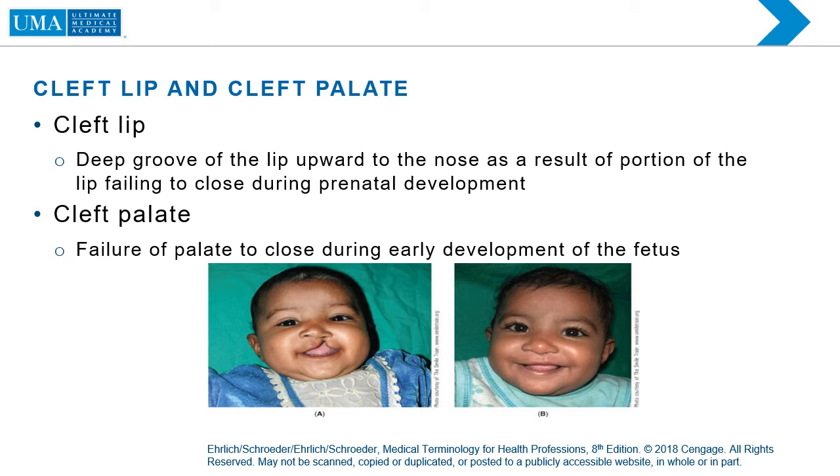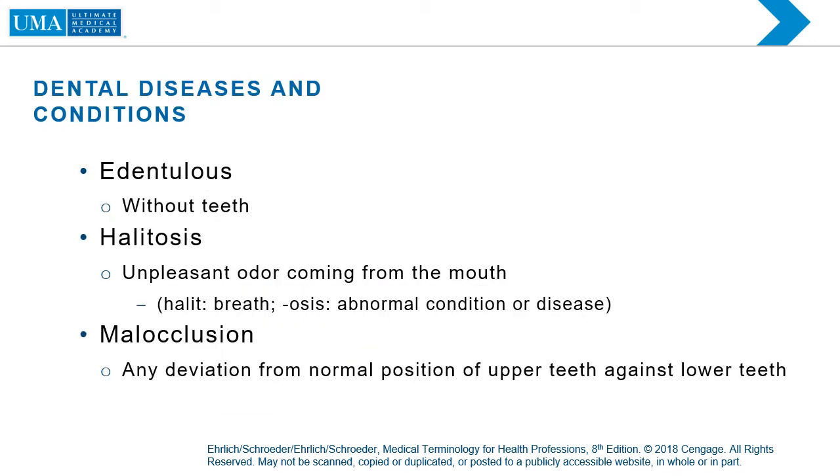Now, if this condition is not corrected, this opening between the nose and the mouth will make it difficult for the child to eat and speak. Cleft lip as well as cleft palates can occur singly or they can occur together and can be corrected surgically. Now let's move into some dental diseases and conditions.